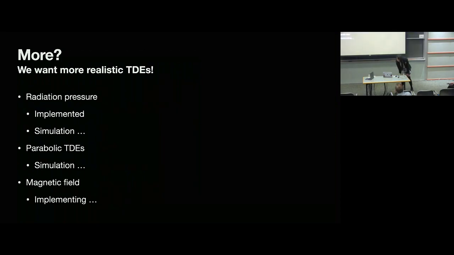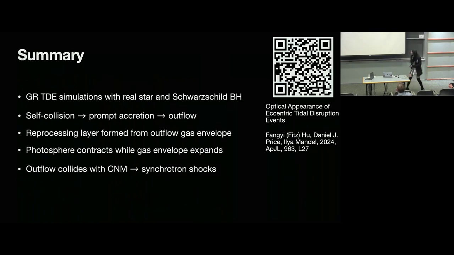What's more, we want realistic TDEs. As I mentioned previously, we don't have radiation pressure and we don't have magnetic fields, which are all things I'm going to implement. For the magnetic fields, I'm not too good with MHD, so if anyone knows and wants to help, please help me. I'll leave the summary slide, and that's the QR code to the optical paper we got. Thanks.